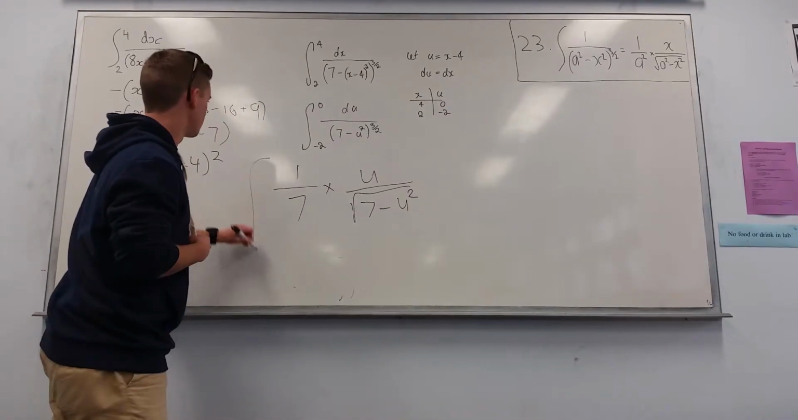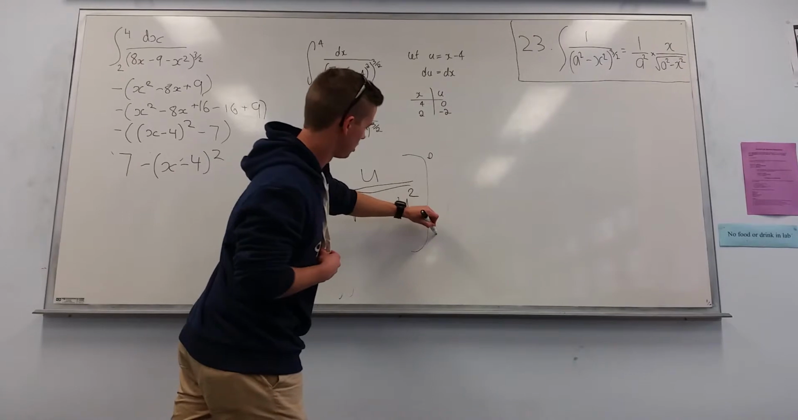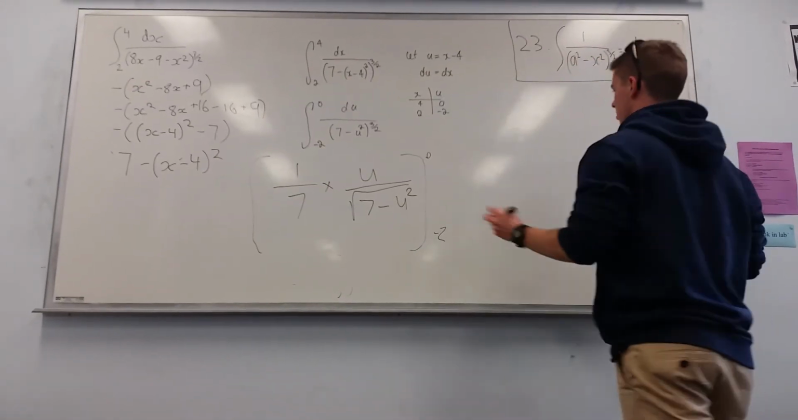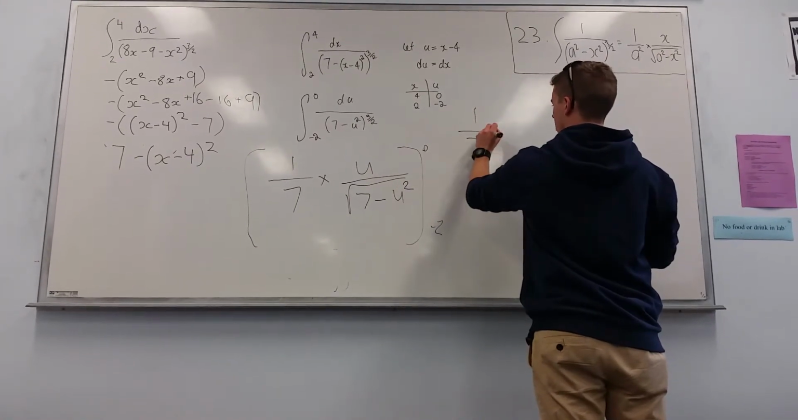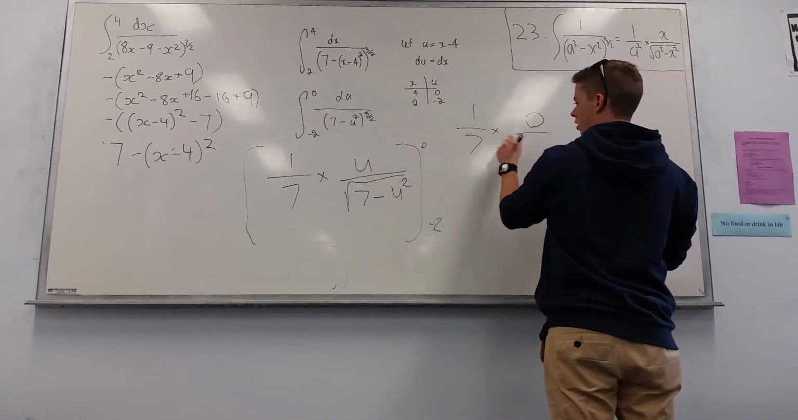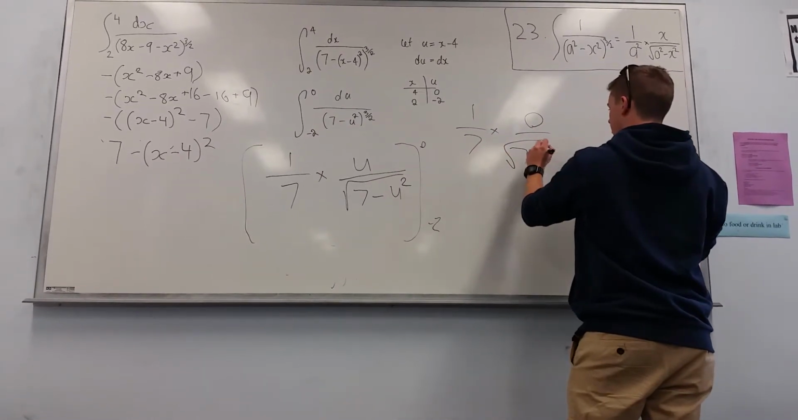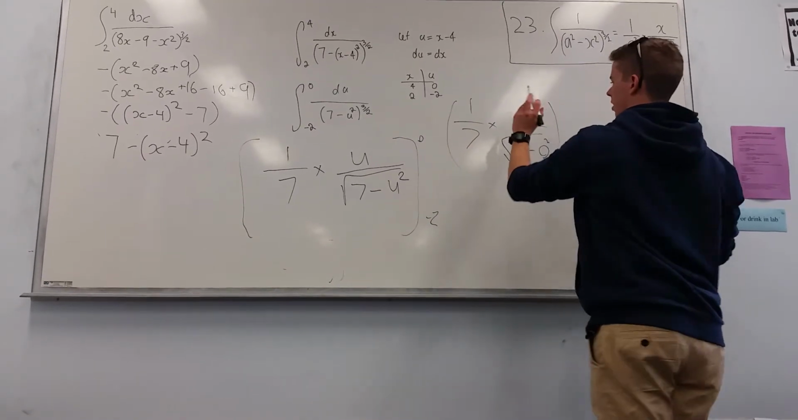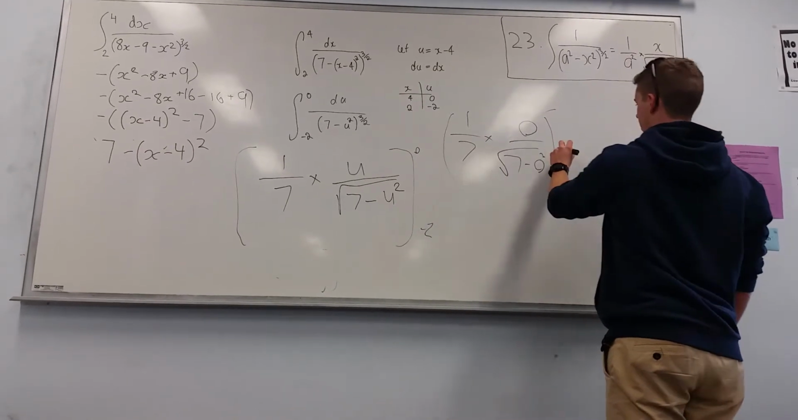Okay, now because we have limits, we have to sub them in, and we have 0 and negative 2. Okay, so what we're going to do now is sub those limits in. So we'll put in 0, we have 1 over 7 times 0 over square root of 7 minus 0 squared. Okay, so we can easily see that 0 is going to cancel it all out, so we have nothing there.